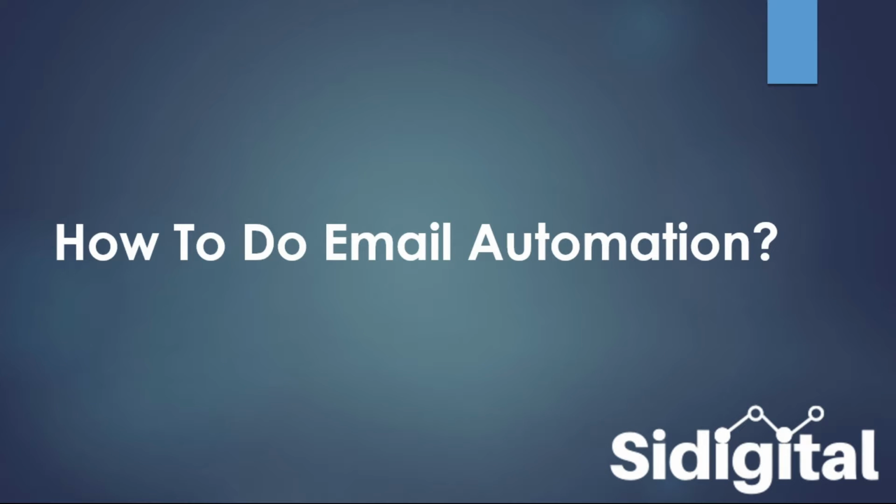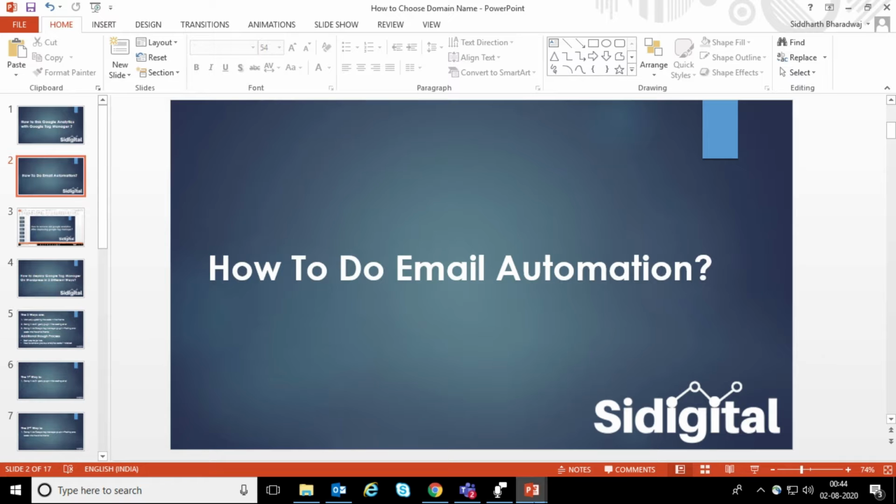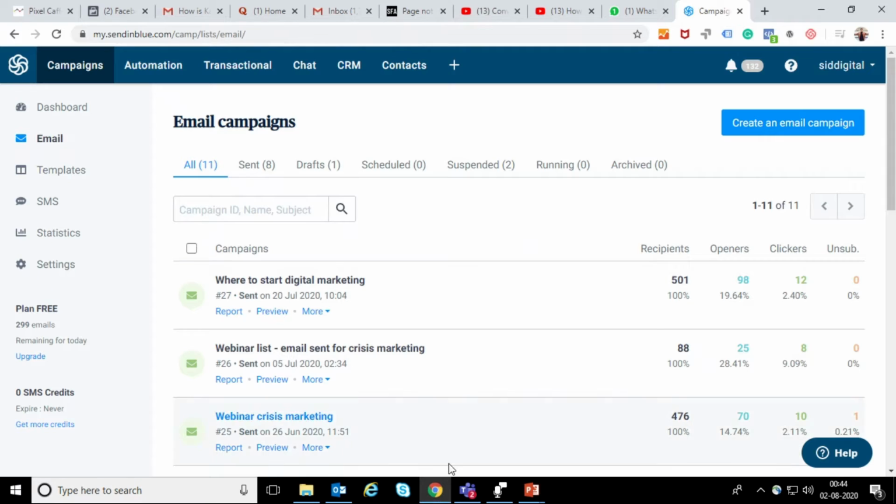Hello everyone. In today's lesson, we will learn how to do email automation. There are a lot of free software options. Currently, because I don't have a very huge email list, I'm using a free software called Sendinblue. You have options like Mailchimp, Sendinblue, SendFox, and a lot more.